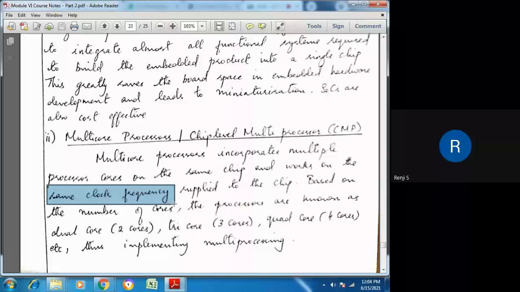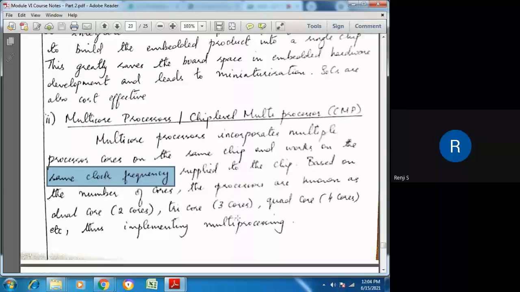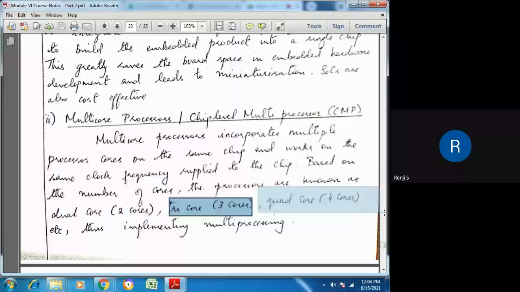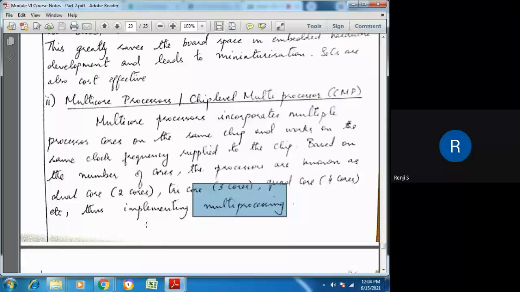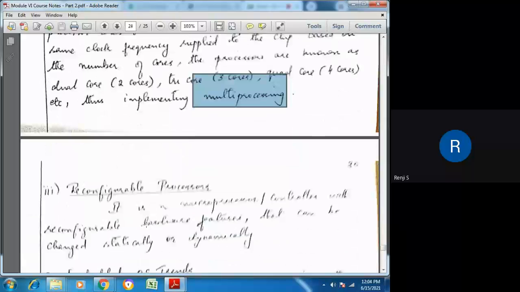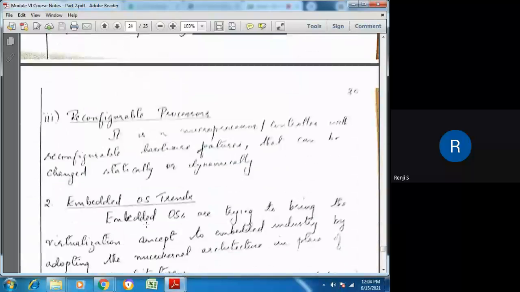Based on the number of cores, processors are known as dual core if there are 2 cores, tri-core if there are 3 cores, quad core if there are 4 cores, etc. And thus it implements multi-processing in the system. Multi-core processors increase the speed, and because of this advancement, high-speed embedded systems can be developed.